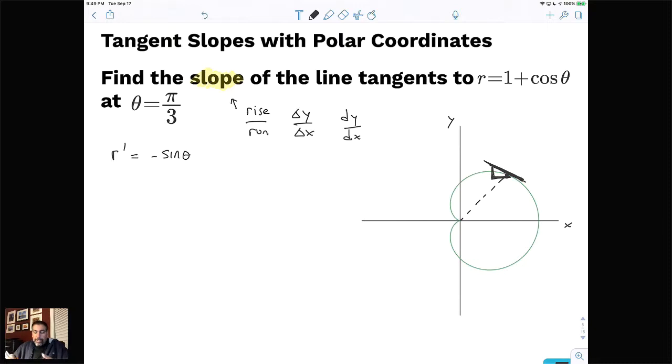R prime equaling sine theta tells us how r is changing as theta changes, okay? So that tells us, are we getting closer to the origin or are we moving further away from the origin? If r prime is negative, then the radius is decreasing and we're moving closer to the origin. If r prime is positive, then the radius is increasing and we're moving further away from the origin.